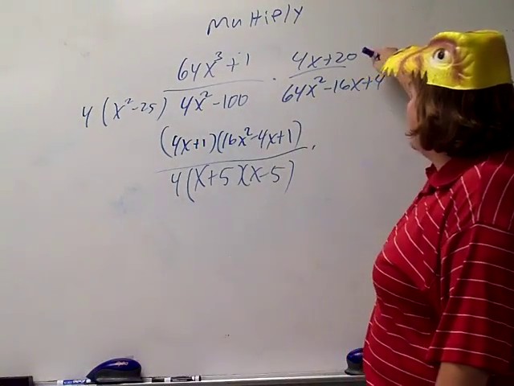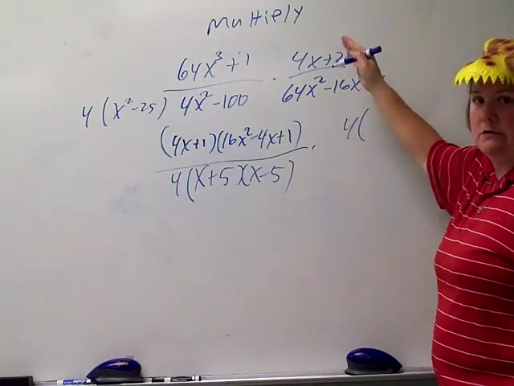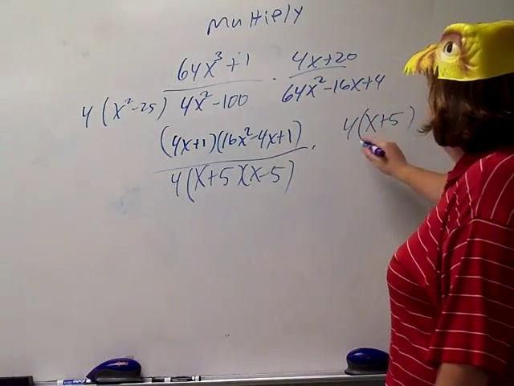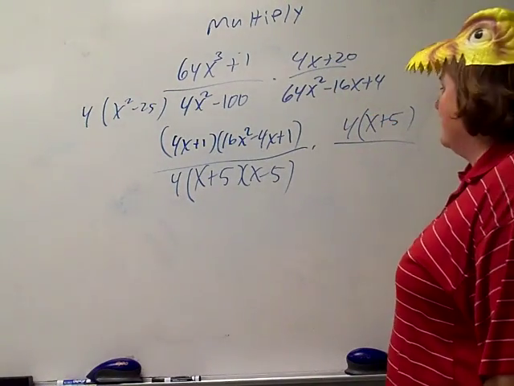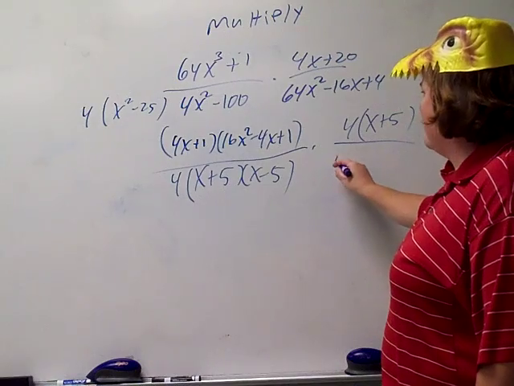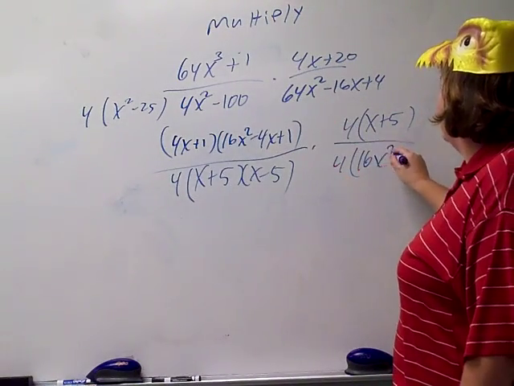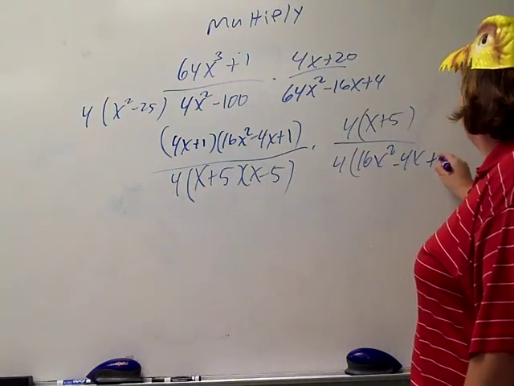All right, over here on the top right, 4x plus 20. I can take a 4 out of that. I do know my right and left. So that would leave me with x plus 5. Okay, here on the bottom right, first thing I notice is it's got a 4 in common. So I'm going to divide it all by 4. 64x squared divided by 4 is 16x squared. Negative 16x divided by 4 is negative 4x, and 4 divided by 4 is 1.